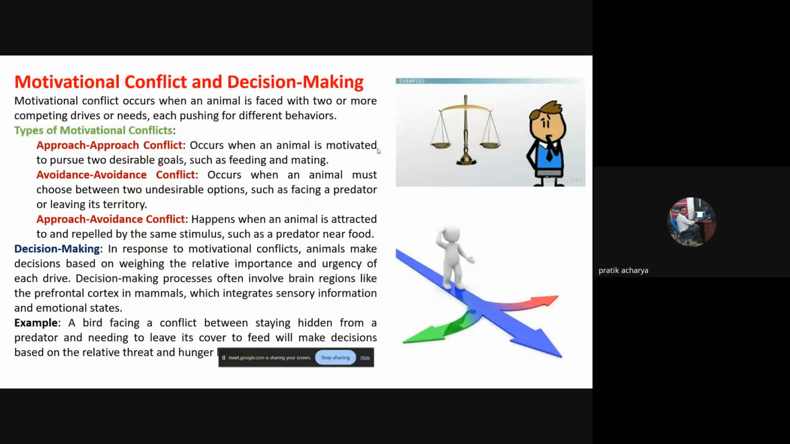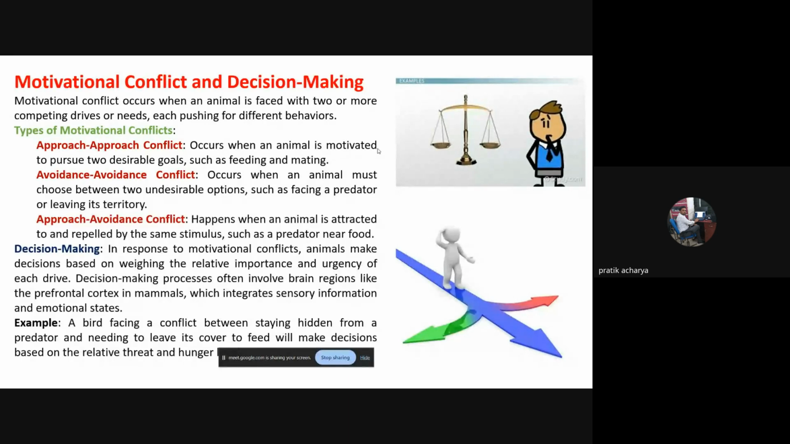And this is the concept of motivational conflict and decision making. When we have many paths, we have to choose one path, which is also performed by certain animals in different behavioral patterns. The picture shows this kind of presentation. When there is motivational conflict, first we have to approach that one.